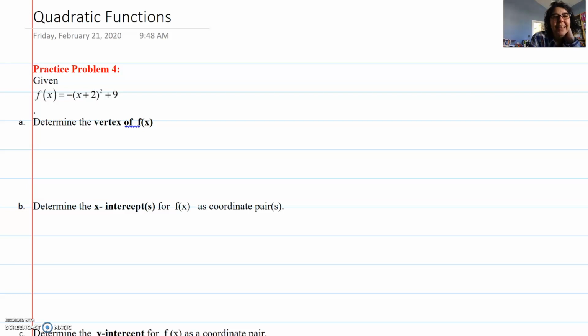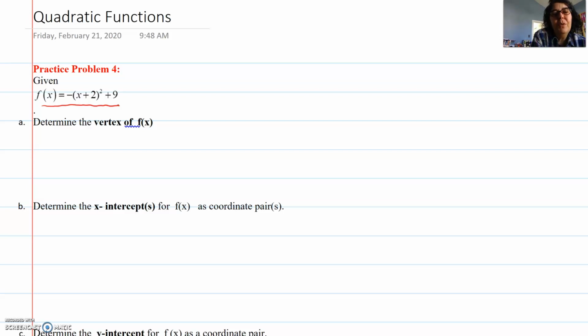Hi again. So this is our last practice problem for test 2. It is about quadratic functions and identifying the vertex, x-intercept, y-intercept, and drawing that quadratic function. So here's the problem. The quadratic function is given here: f of x equals negative quantity x plus 2 squared plus 9.